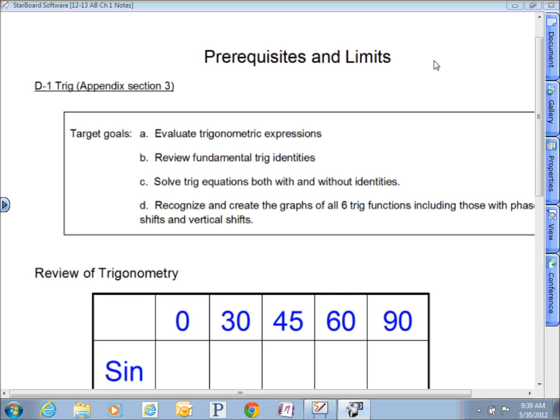Trigonometry. There are 4 goals under trigonometry. The first one is to be able to evaluate trig expressions. In the videos that follow, we'll deal with B and C, which are trig equations and identities, and then the final one or two, depending on how long it takes, we'll deal with graphing. So we're going to focus on trig expressions right here.